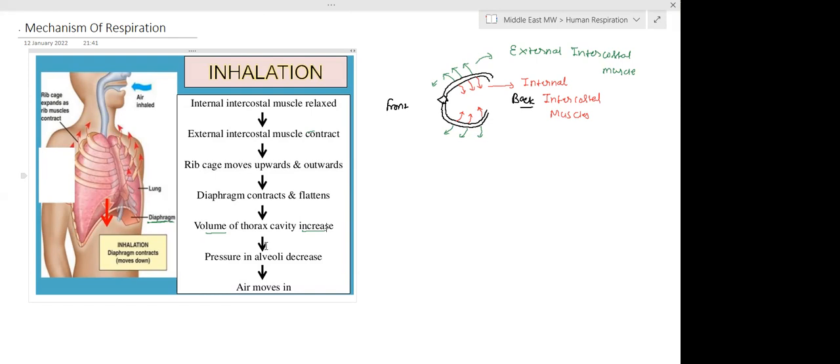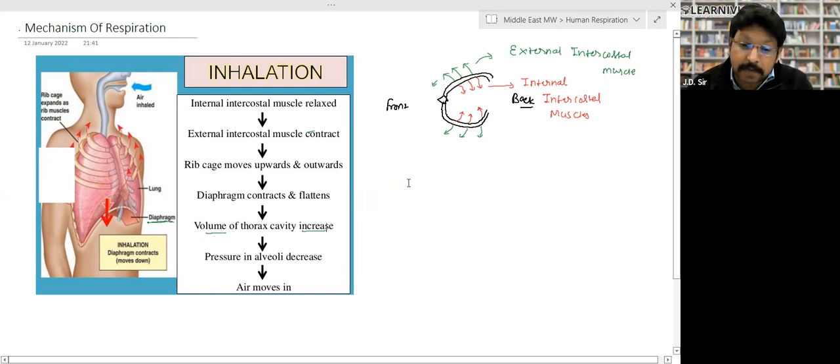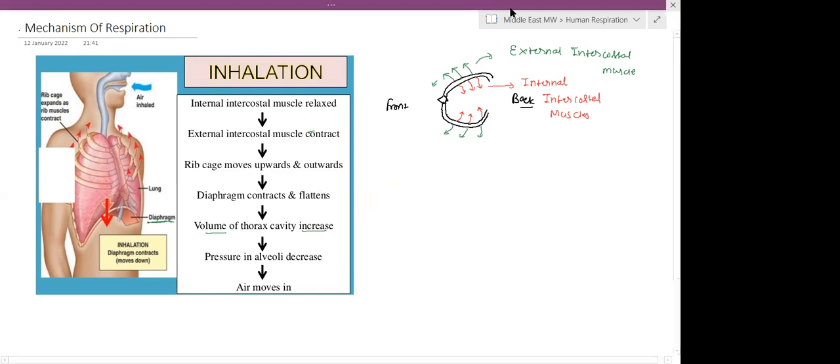Yes, sir. So, sir, they are pulling the ribs. The external intercostal muscles expand when we breathe in. Right. Okay. Sir, you said internal, they have to contract, sir. I was confused. You're saying contract just now.